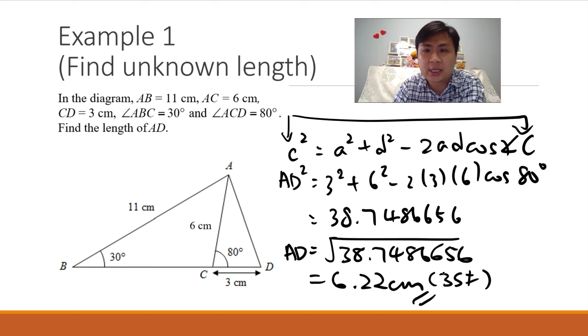So this is how we find an unknown length using the cosine rule. Just a quick run through again. Whenever we want to find an unknown length, we need to make sure that we have two given lengths and an included angle. Once we have that, we can apply the cosine rule formula. Just make sure that the unknown length is furthest away from its match angle, and we can use this to find our unknown length. So this is example 1.